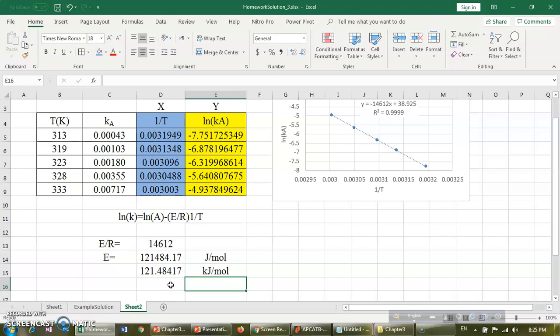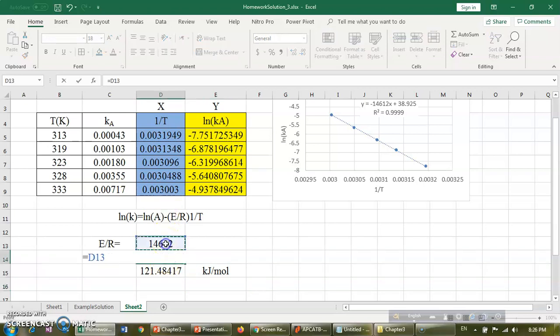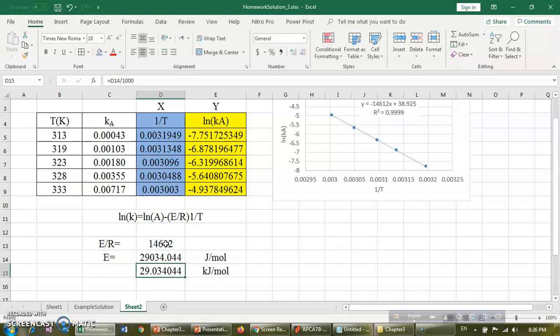Now if we want to calculate the activation energy in terms of calorie, we just multiply it with 1.987, right? Almost 2, so the unit will be calorie per mole. And if it is divided by 1000, it will be 29, kilocalorie, kcal per mole, right? So you have two options, either joule per mole or calorie per mole.